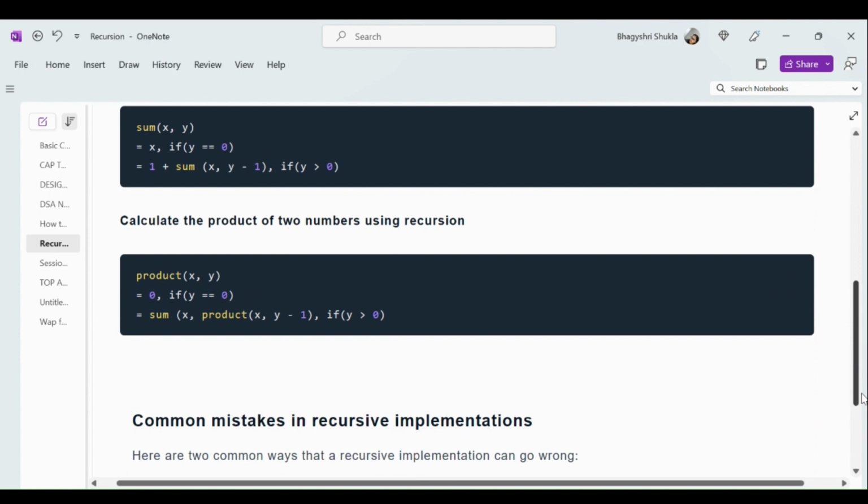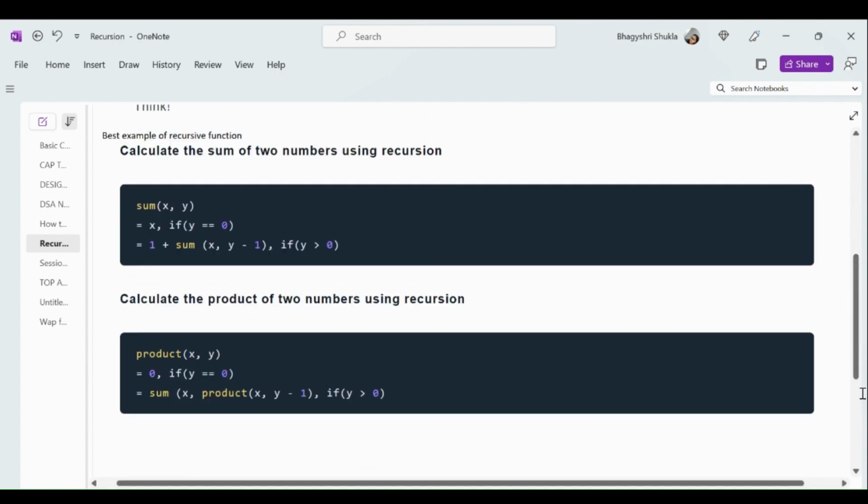Similarly, the product of two numbers can also be solved using recursion, like what we did previously for the addition of two numbers. We just create the product function, pass the values of the variables, and check until it is greater than or equal to 0. So this is how we create a function using recursion.